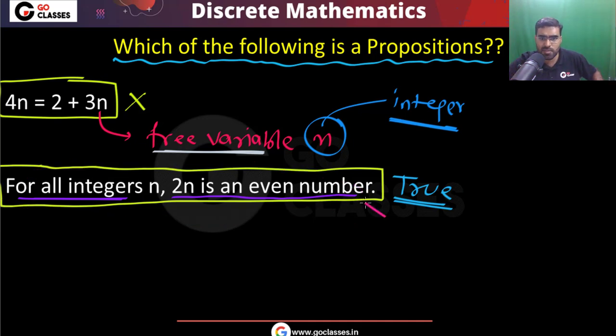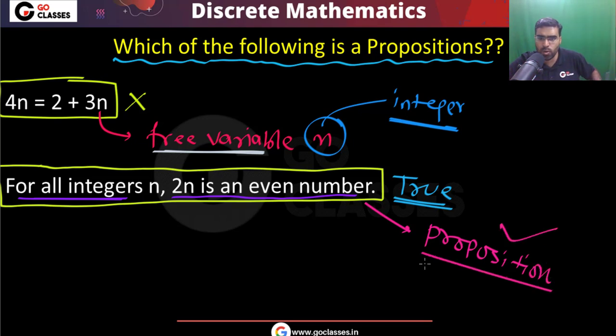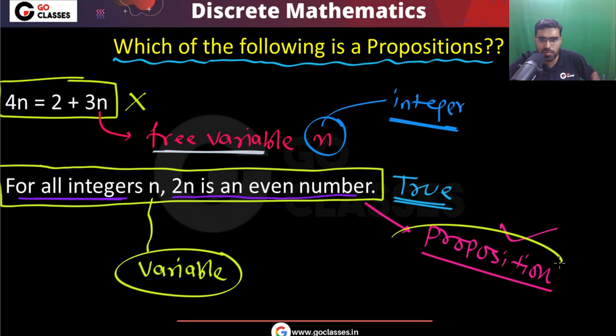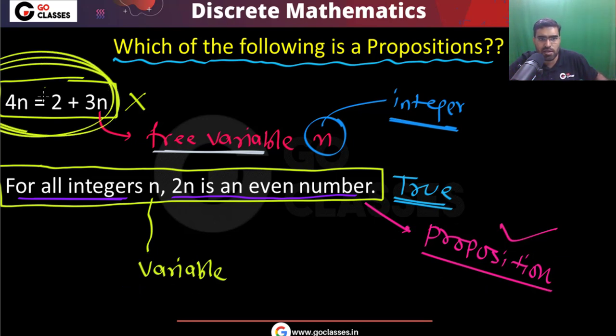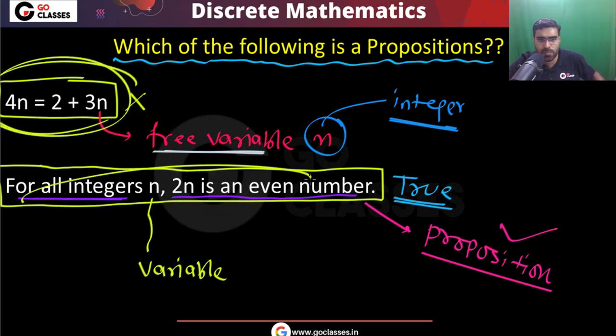So remember, this is a proposition. Why is this a proposition? Now you might be thinking, there is a variable in this. If there is a variable, how can it be a proposition? In this also we have a variable, here also we have a variable. Now this is not a proposition, but this is a proposition.